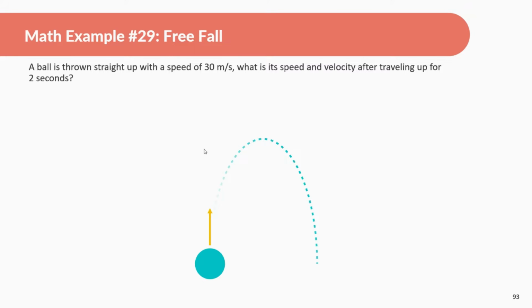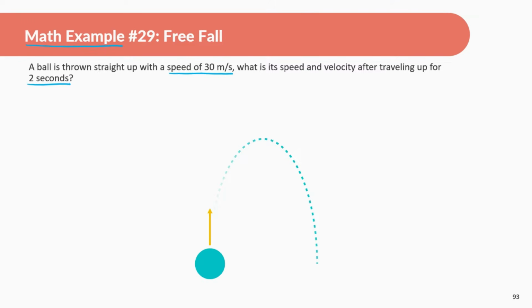Okay, I'm going to show doing this two ways. Since this is a math example, I am going to show the math way of doing it, but then I'm going to show you the conceptual way of doing it, which is really important and will help a lot more. And it's a way of double checking as well. So a ball is thrown straight up with a speed of 30 meters per second. What is its speed and velocity after traveling for 2 seconds?